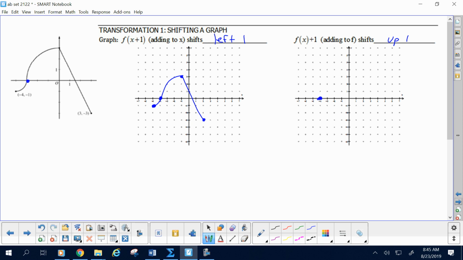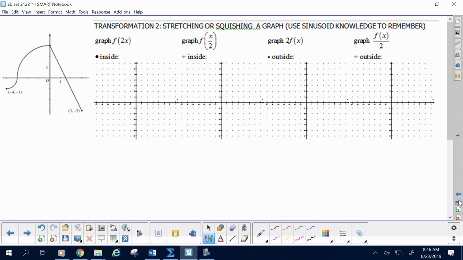0, 2, 3, 4. And 3, negative 2. And my semicircles don't work. Quarter circles don't work. It's up 1. Okay? Okay. What just changed? The domain or the range? The range. Okay, let's go to this.